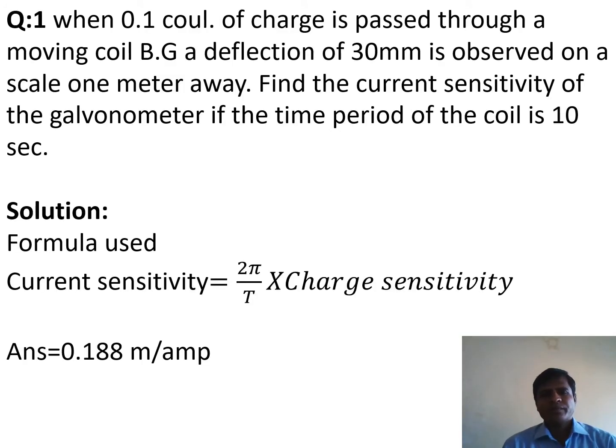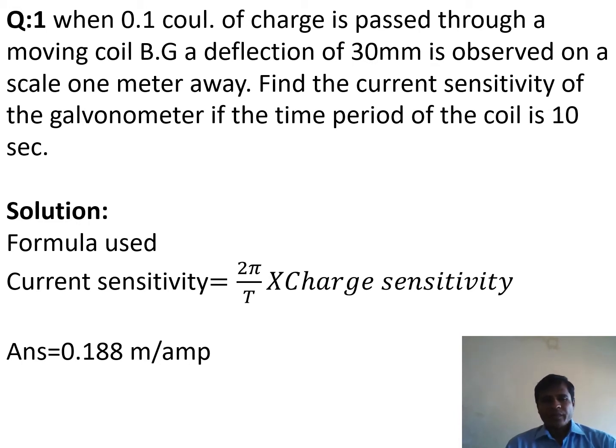Question number 1, that is, when 0.1 coulomb of charge is passed through a moving coil ballistic galvanometer, a deflection of 30 mm is observed on a scale 1 meter away. Find the current sensitivity of the galvanometer if the time period of the coil is 10 seconds.